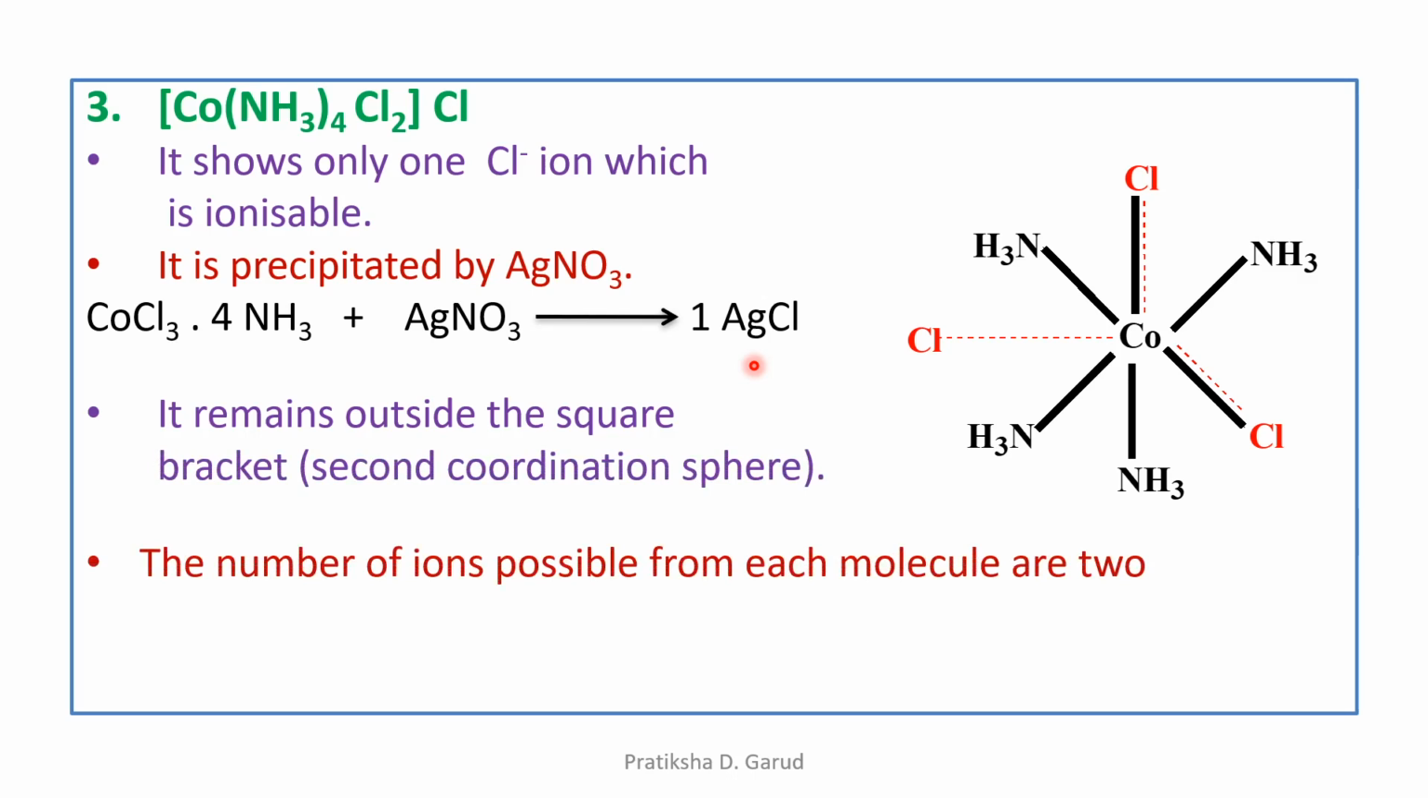Then the number of ions possible from each molecule are 2. How are they 2? We are having a [Co(NH3)4]+, this is the first ion, and 1 Cl minus. That means there are a total of 2 ions, 1 plus 1, total 2 ions. And this is exactly correct with the formulation which was given in the earlier table.